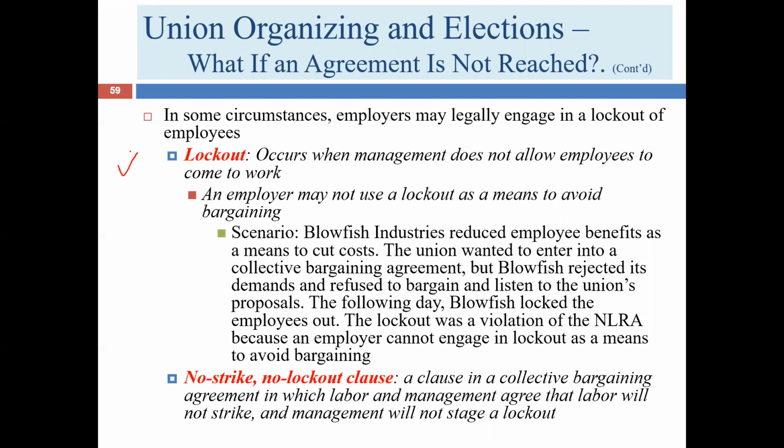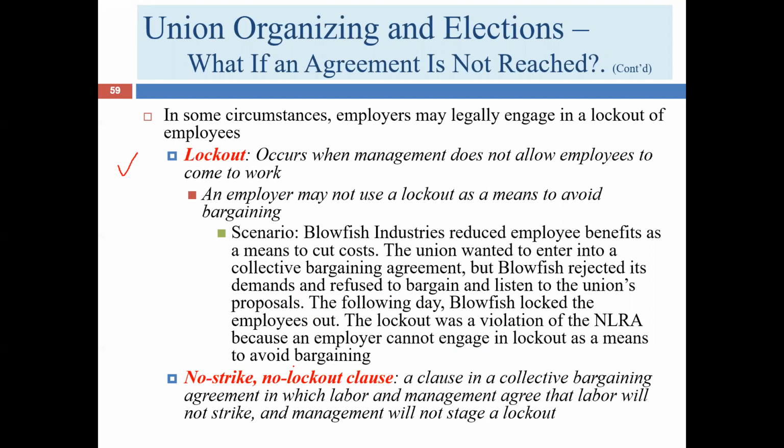So let's see a situation here. Blowfish Industries reduced employees' benefits as a means to cut costs. The union wanted to enter into a collective bargaining agreement, but Blowfish rejected its demands and refused to bargain and listen to the union's proposals. The following day, Blowfish locked the employees out. The lockout was a violation of the National Labor Relations Act because an employer may not engage in a lockout as a means to avoid bargaining.